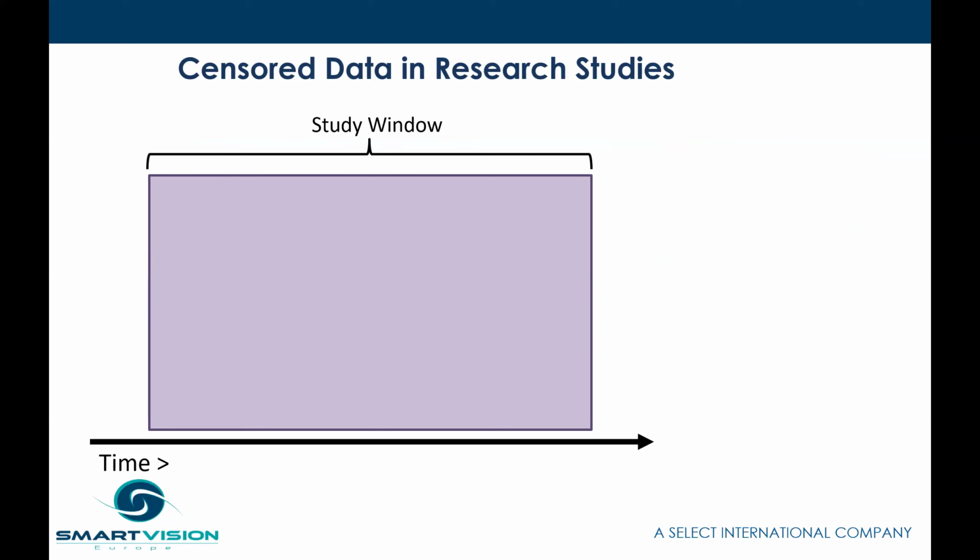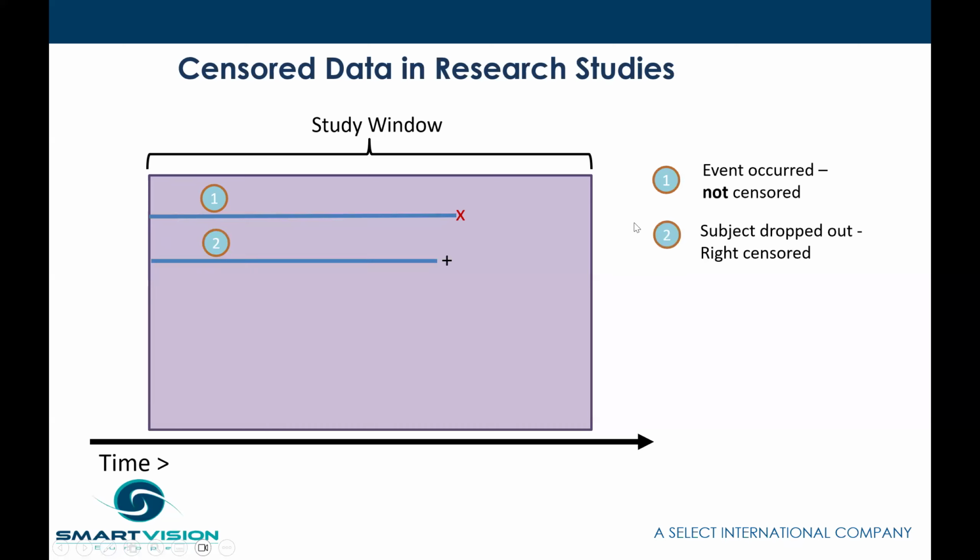So different examples of censored data would be something like this. You're doing a study and you're looking at people who've had a condition from a certain point in time to the point at which an event occurred. You know when it started and you know when the event occurred, so you've been monitoring for some time. That means it's not censored.